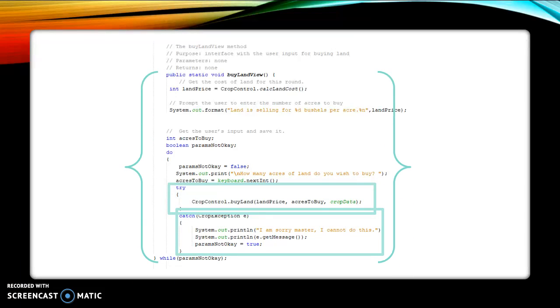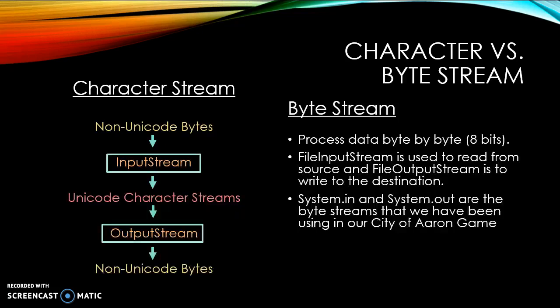If an exception is caught, we want to stay within the loop. That way the user can enter a different value for the number of acres to be bought. That is why the beginning of the loop has a paramsNotOk set to false. And if we end in the catch block, it is set to true. So if paramsNotOk is true, we will stay within the loop so they can enter a different value.